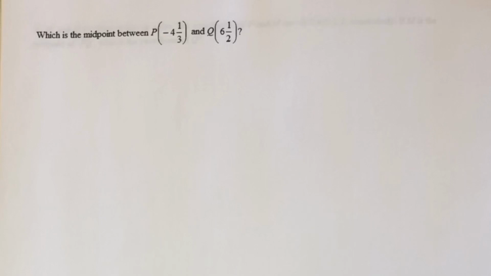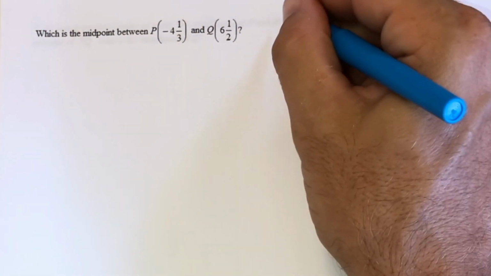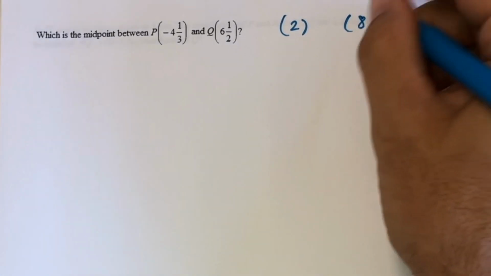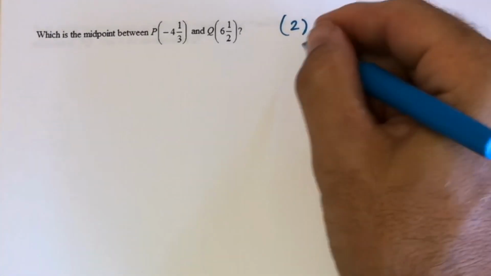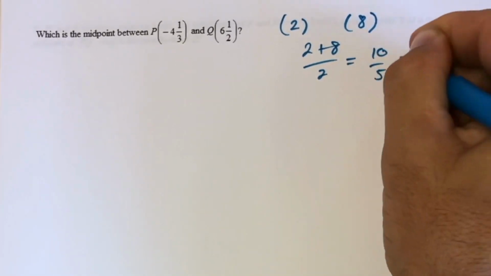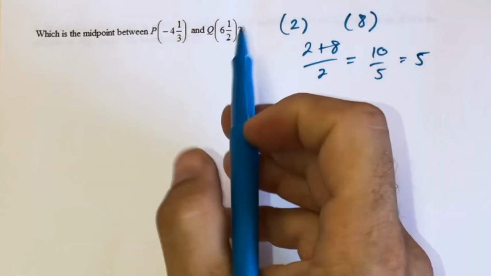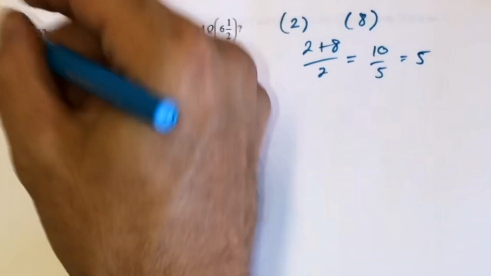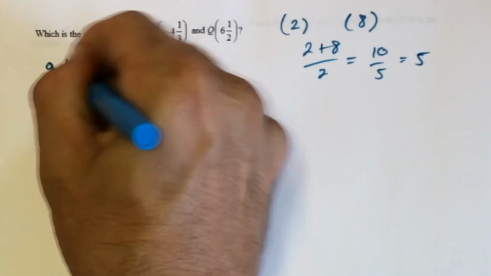Here's a good question because, again, we're used to seeing a midpoint of maybe 2 and 8, like we just showed. 2 plus 8 over 2, easy enough. 10 divided by 2, my midpoint is 5. But what about if I'm presented with some fractions? I just want to show you how you're going to take yourself through that process.